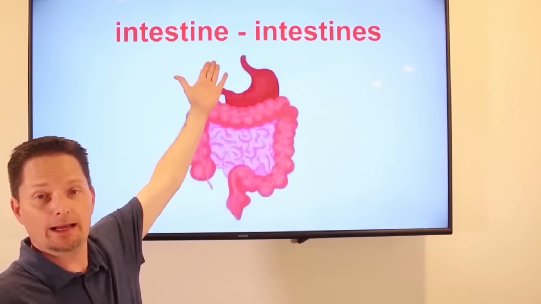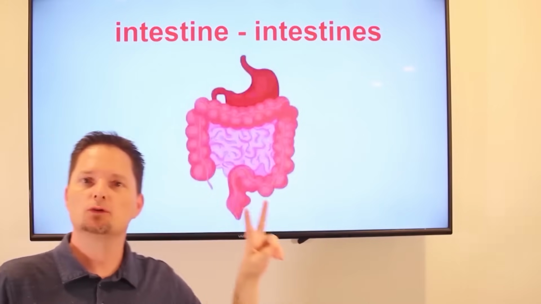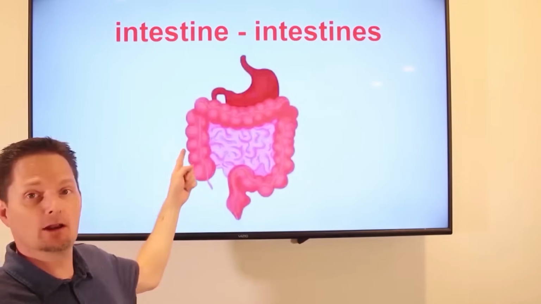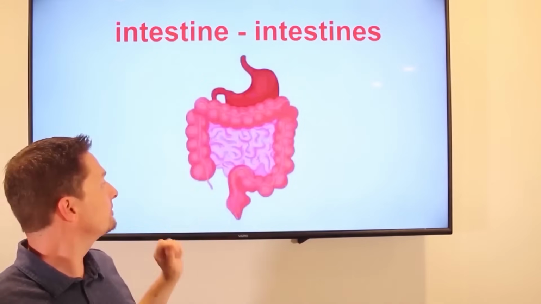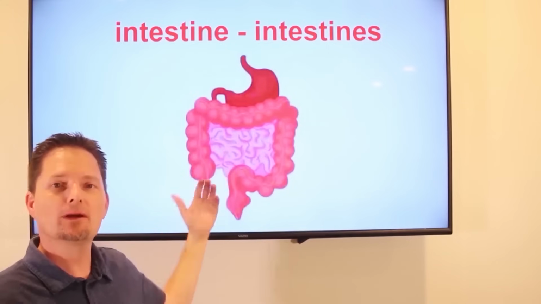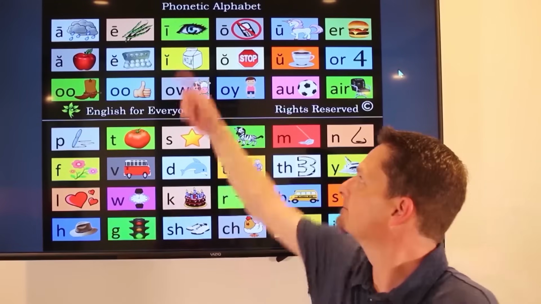Next we have intestine. So remember, the INE is pronounced in, intestine. 1 intestine, 2 intestines. That's right, you have 2. You have a large intestine, but first the food goes through the small intestine. So intestines.